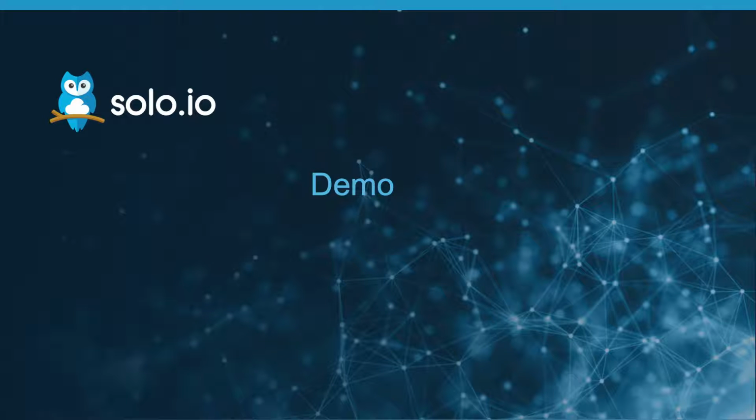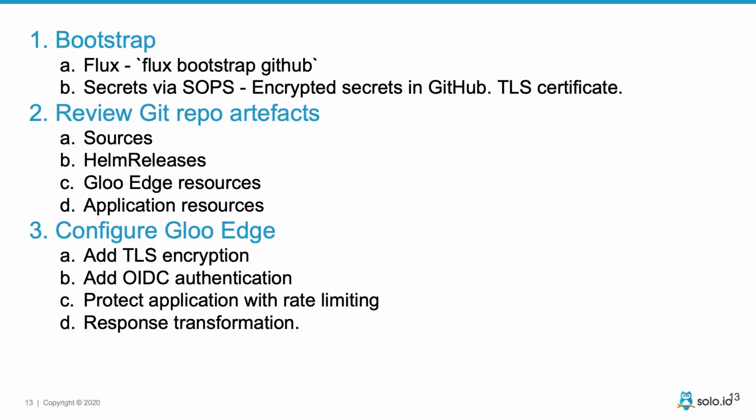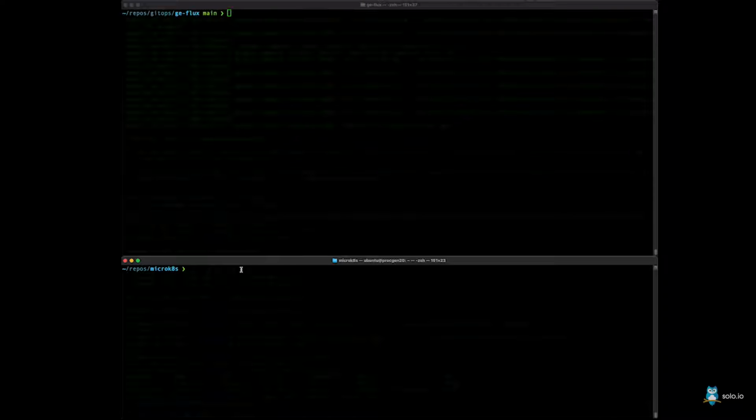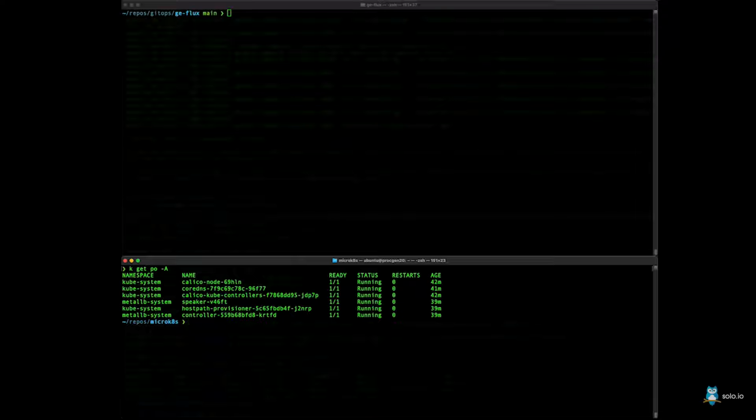So let's look at the demo. In the demo, what we'll do, we'll have a clean Kubernetes cluster, as you can see here. So if we look at what's currently available, we'll see we essentially have a basic Kubernetes cluster with MetalLB and CoreDNS, and that really allows us to start provisioning applications into it.